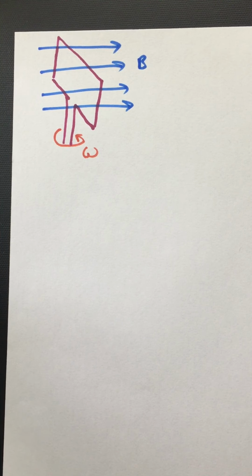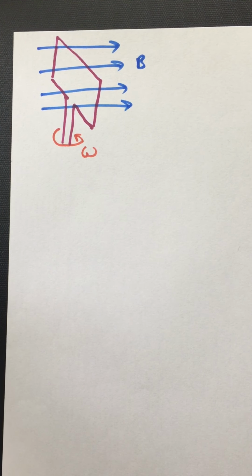Now that we have talked about EMFs induced in coils through which a magnetic flux is changing, and we've talked about a simple example of motional EMF, our example where the rail was moving along a set of fixed rails, we can talk about this rotational EMF.